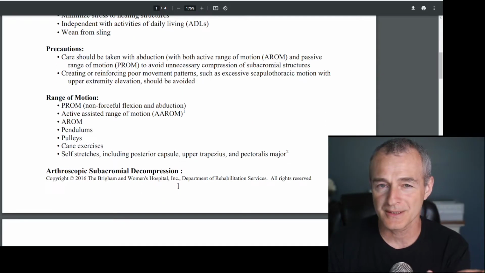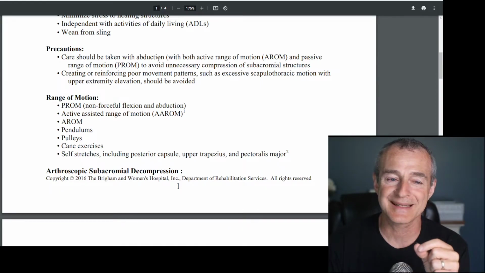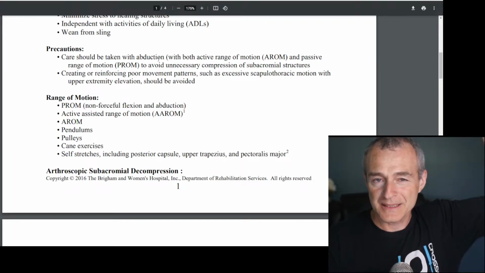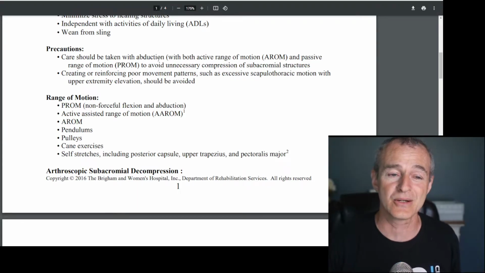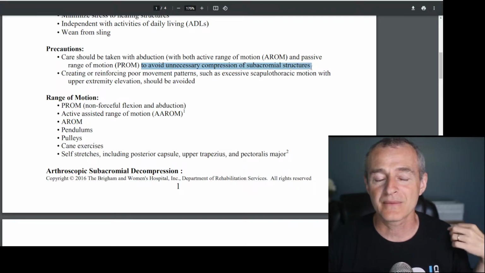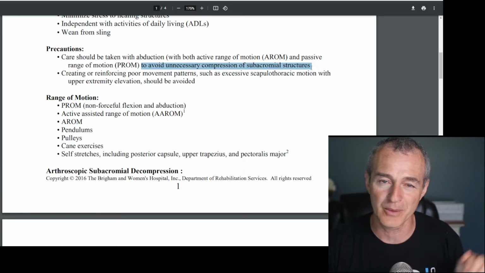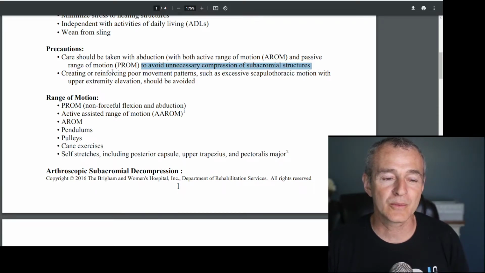Of course, precautions. We want to take precautions with certain movements like abduction. That's with the arm away from the body, reaching up. Almost think of making a snow angel when you were a kid laying in the snow. We want to be a little bit cautious with that. We want to avoid unnecessary compression of the subacromial structures because that is where they went in and shaved the bone, usually removing the bone spur. We don't want to create or reinforce poor movement patterns.